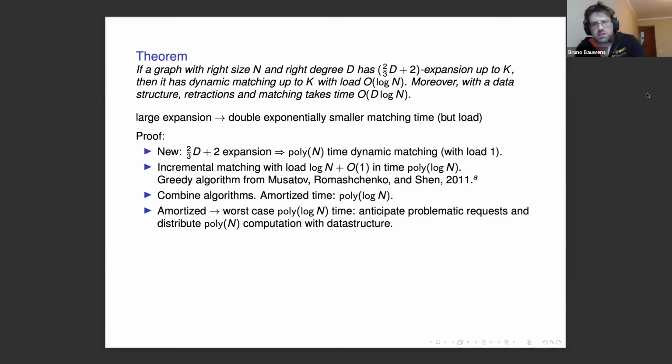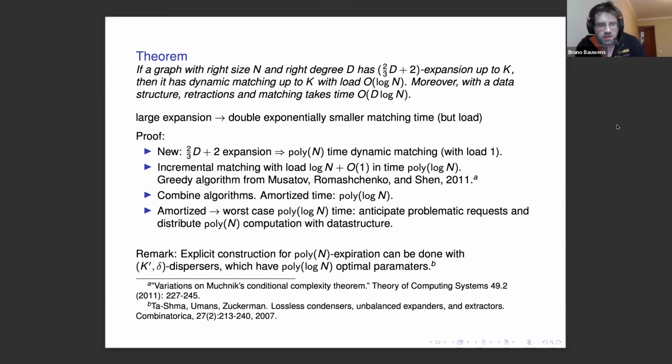Okay, next slide. I mean, next overlay. So then, by this theorem, there exist explicit constructions of lossless expanders. I'm not going to explain the remark. Let's go to the next slide.